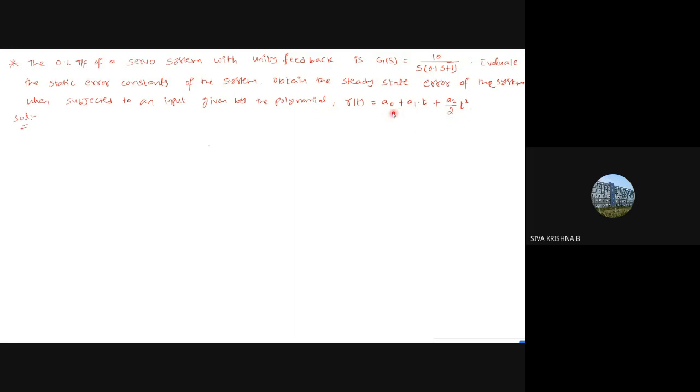What is the type of the first one, a0? Type 0, because you can write it as a0 into t power 0, right? Yes or no? Yes, sir.